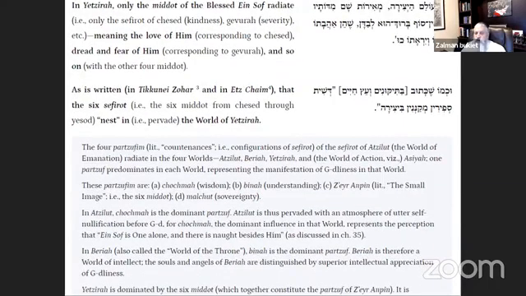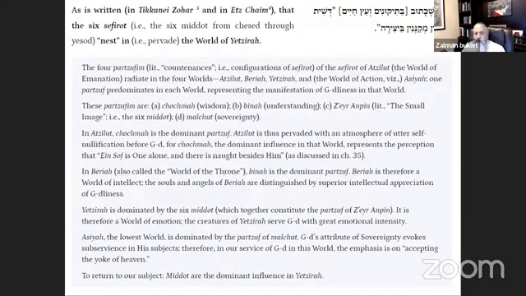As is brought out in the Zohar, the six sefirot, the six middos from Chesed to Yesod, pervade the world of Yetzirah. So to get a little Kabbalistic, let's learn it. Why not? The four partzufim, countenances or configurations of spheres, are spheres of Atzilus, the world of emanation. It radiates the four worlds of Atzilus, Bria, Yetzirah, and Asiyah. One partzuf predominates in each world, representing the manifestation of God in that world.